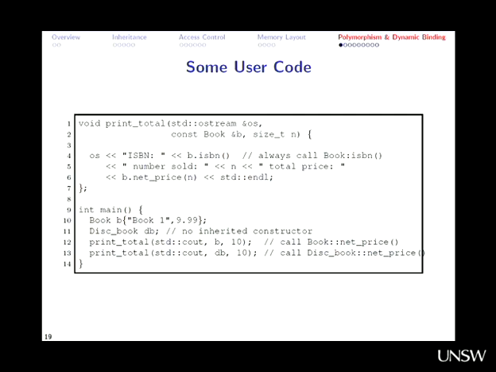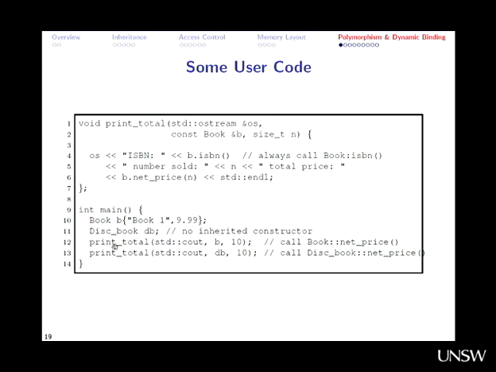Okay, so here's a little bit of user code, which we might tag onto the end of our book.cpp file. It prints a total. What it does is, let's go look at main first. We create a book, book 1. We then create a discounted book, DB. Also note that the constructor was not inherited.